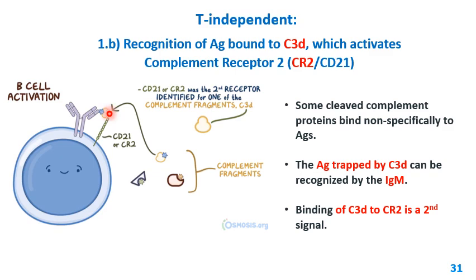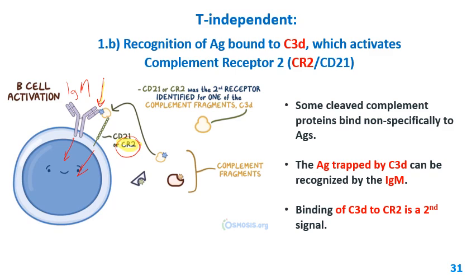The C3 part has a receptor on the surface of that B cell. The receptor for the C3D molecule is called CR2, okay? Complement receptor 2. It's also called CD21, but I'm only interested in CR2, okay? So now what's going to happen? Recognizing the pathogen by the IgM is going to be your first signal. Interacting with CR2 is going to be your second signal.